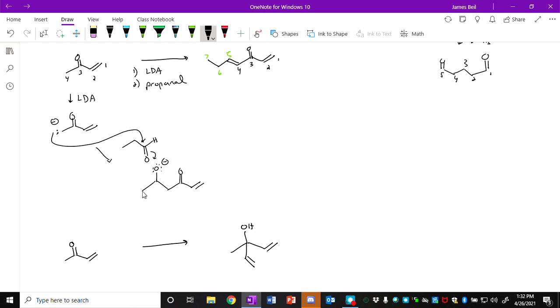So now I've got the 1, 2, 3, 4, 5, 6, 7 carbons I want. I just need to get rid of this oxygen and make a pi bond between 4 and 6, which can be readily achieved by adding some H3O plus and heat. So that would be the third step.